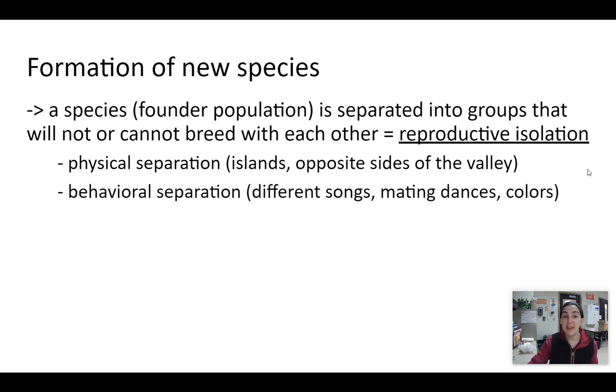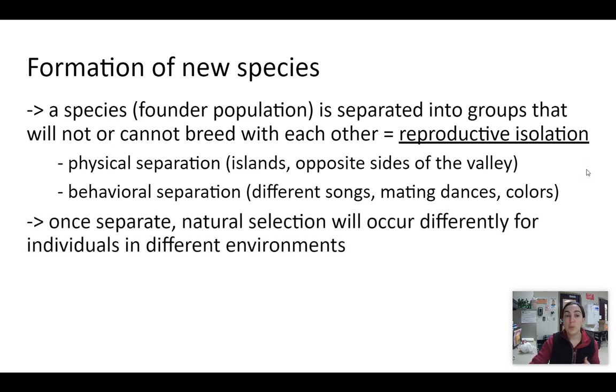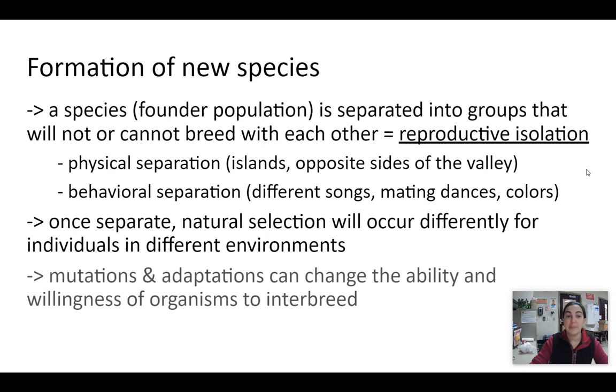It can also be a behavioral separation. And we'll look at some examples of this over the next couple days. But if birds sing different songs, if organisms have different mating rituals or they're different colors and they just won't breed with each other, that does the same thing. It reproductively isolates them. Then once those groups are separate, natural selection that happens in one group will be different than natural selection that happens in the other, because each of those groups will have different random mutations that show up, and they may experience different selective pressures if they're in different environments, like the salamanders did.